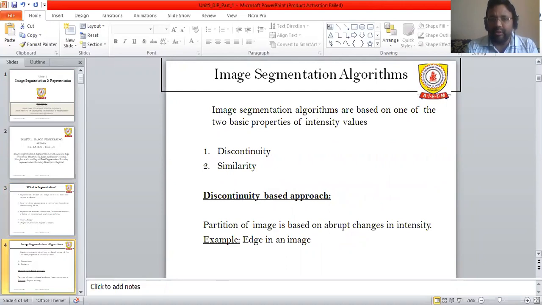Here we have image segmentation algorithms that are based on one of the two basic properties of intensity values. First is discontinuity and second is similarity. When we talk about the discontinuity based approach, partition of the image is based on abrupt changes in intensity, for example edges in an image. Discontinuity based approach means that there is a probability of discontinuity on an edge of an image. That is one of the techniques we use for segmentation and its algorithm.